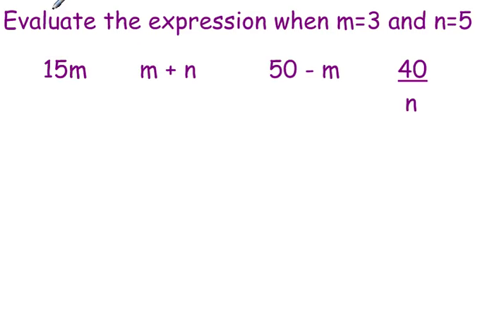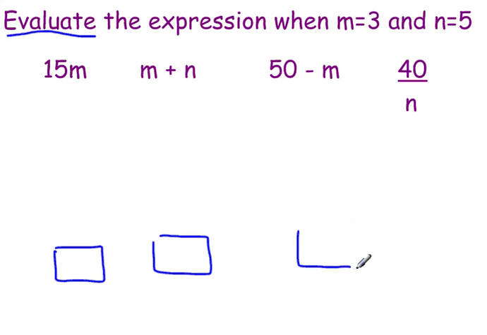So once we know how to write these expressions, you would be asked to evaluate expressions. This expression here is 15 times a number. This is a number plus another number, and so on. And in this case, they've given me the values of m equals 3 and n equals 5. Remember that when we're being asked to evaluate, we're being asked to find the numerical answer. So I want to know what the answer, the actual number, is for each one of these problems.